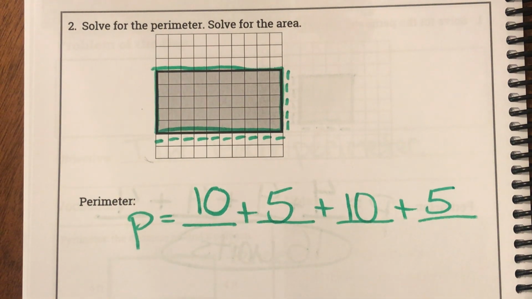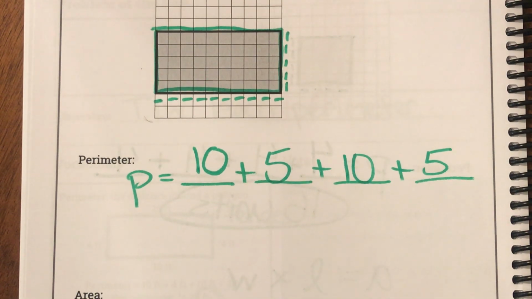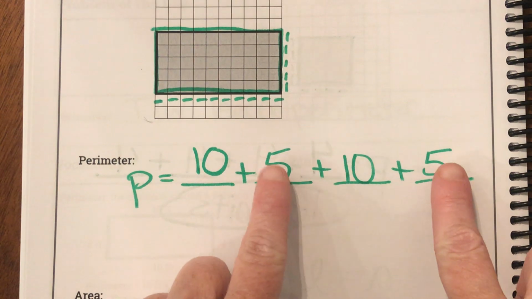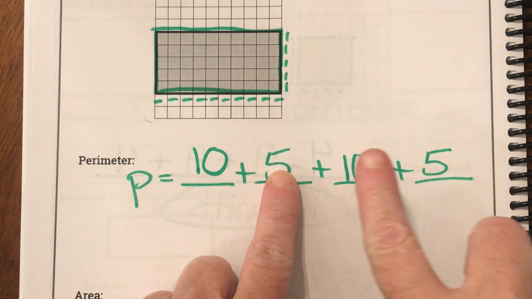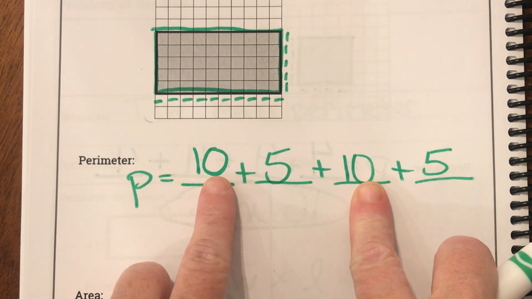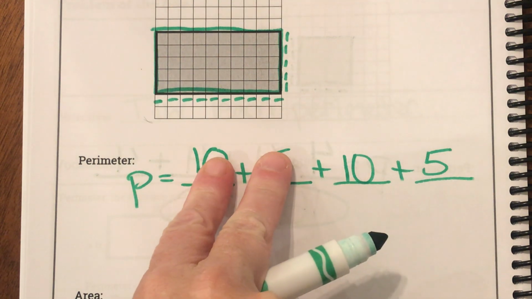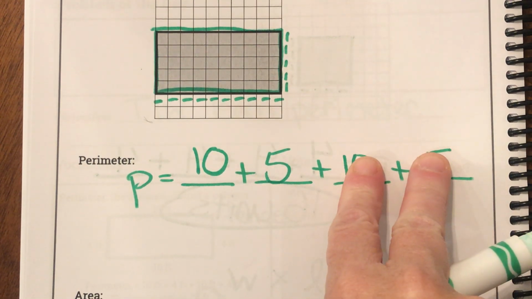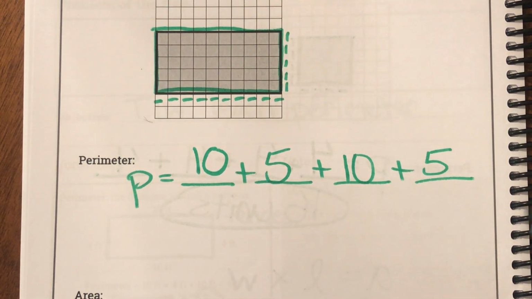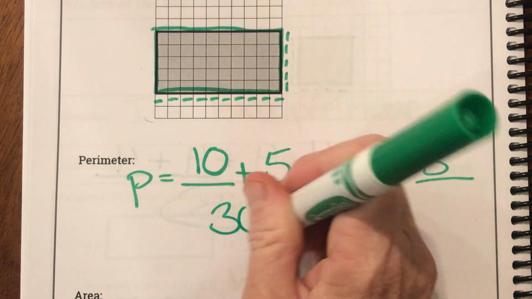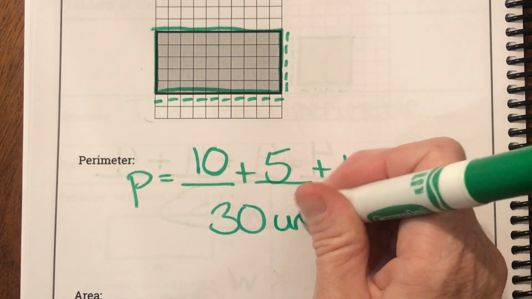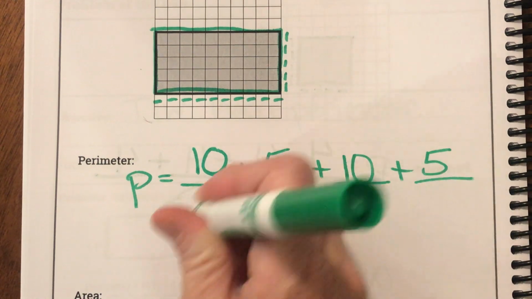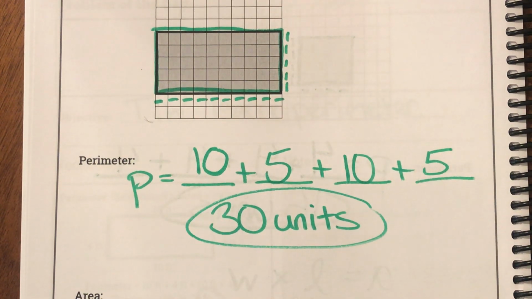Think about what's the best way for you to add that. I think I would maybe say this is 10, 20, 30. Or you could have said 10 and 5 is 15, 10 and 5 is 15, 15 and 15 is 30. There's some different ways you could have done that. So I'm saying my answer is 30 units.